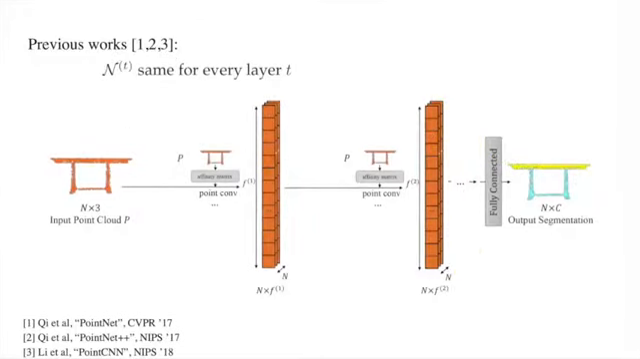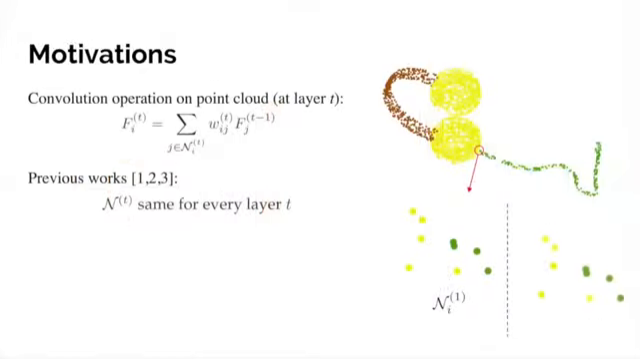The features are learned using deep networks, layer by layer. Earlier layers capture lower-level features, while later layers capture higher-level features. Previous work on point cloud processing applies the same original point cloud for convolution, and the local neighborhood stays the same for each layer. When the neighborhood is the same for every layer, point cloud processing is not optimal.